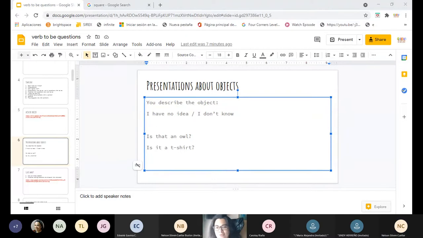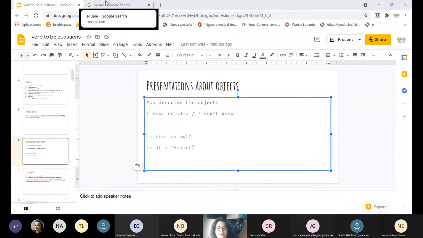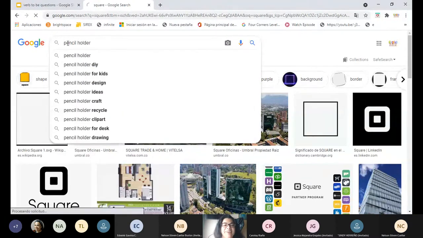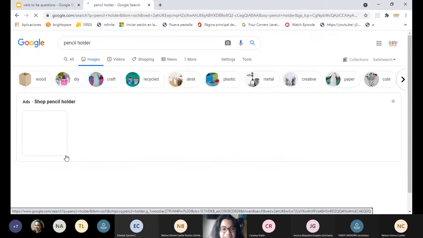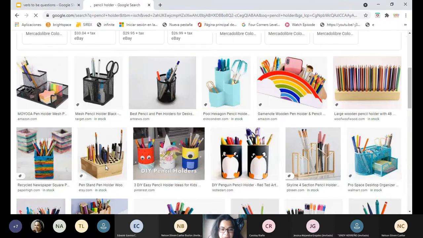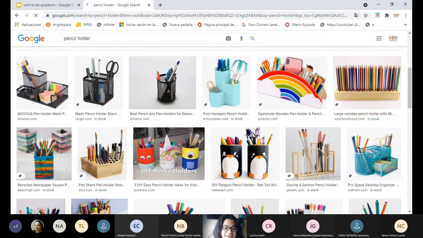Does anybody have any ideas of what the object is, or do you have a question for Nelson? Go on, Jessica. Is that a pencil holder? Nelson? Yes, teacher, it's a pencil holder. Really? Wow. Okay, Jessica, very good. Guys, in case you wonder what a pencil holder is, this is a pencil holder. Very good, Jessica. Very good, Nelson.